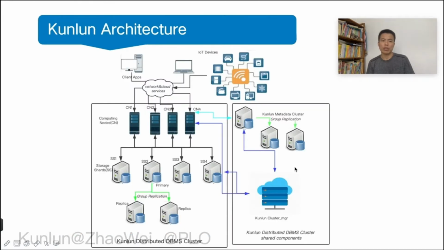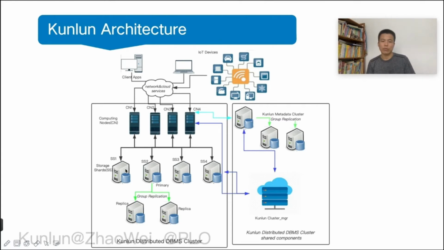First, the Kunlun architecture. The components in the two boxes are Kunlun components. First, we have computing nodes. They are responsible for accepting user connections and user requests, then executing them with all the storage shards and then replying back to the clients. Computing nodes interact with storage shards and also the metadata cluster.